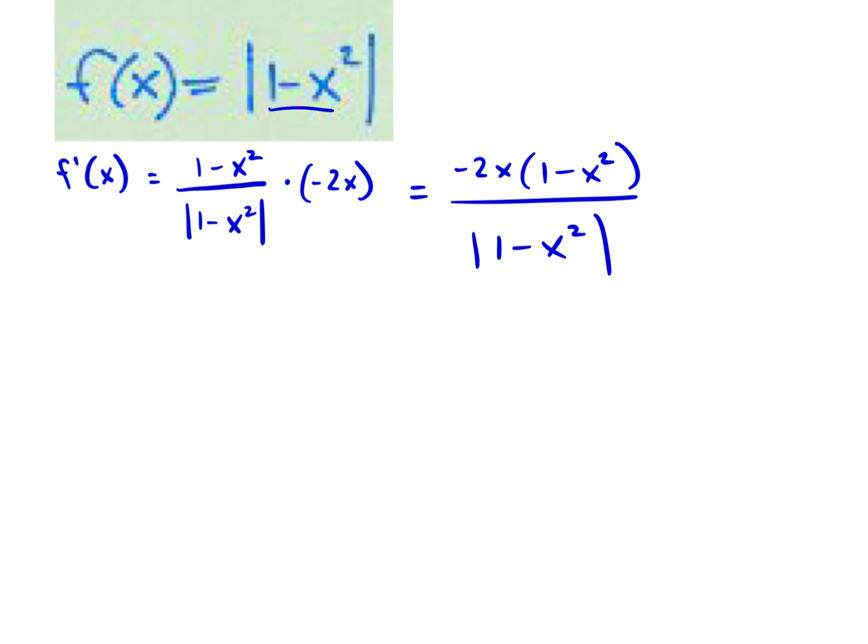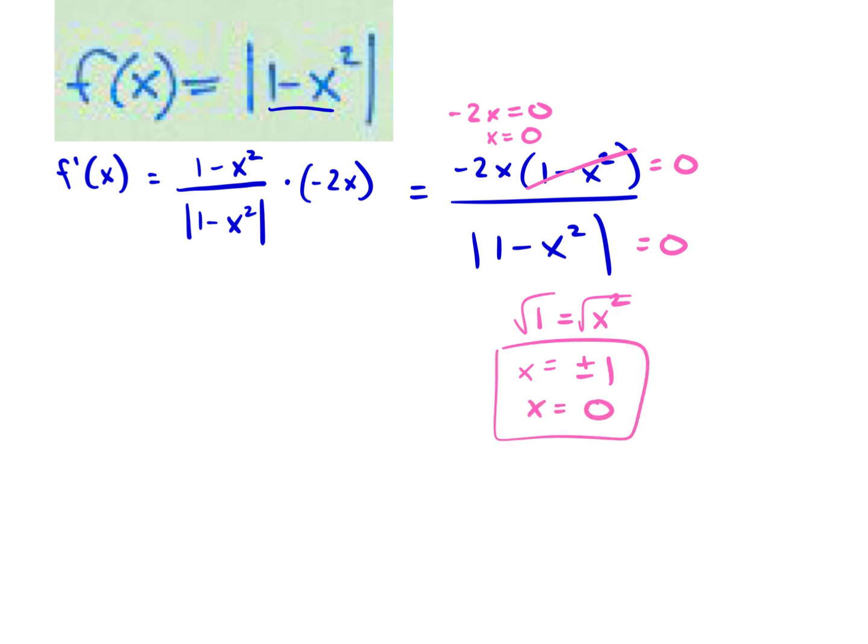How would we find our critical numbers? Set the bottom equal to 0 and the top equal to 0. On the bottom, we'd get 1 equals x squared. Take the square root, so what does x equal? Positive and negative 1, perfect. On the top, the 1 minus x squared would give us the same values, positive and negative 1. Then we would say -2x equals 0. So what would x equal? 0, awesome. So we've got 3 critical numbers here.